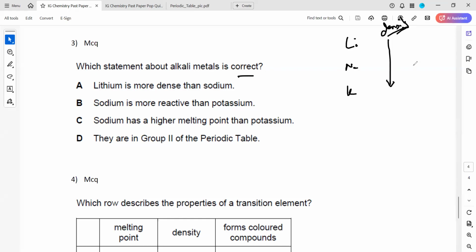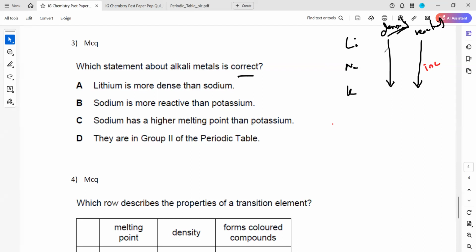What happened to reactivity? Recall the properties. Reactivity decreases? Group 1, alkali metals. Oh, it increases going down the group. As we go down the group, the reactivity increases. Density, what happened to density? You have to memorize. It increases going down the table. So there are 2 options, increase or decrease. That's why I'm asking.